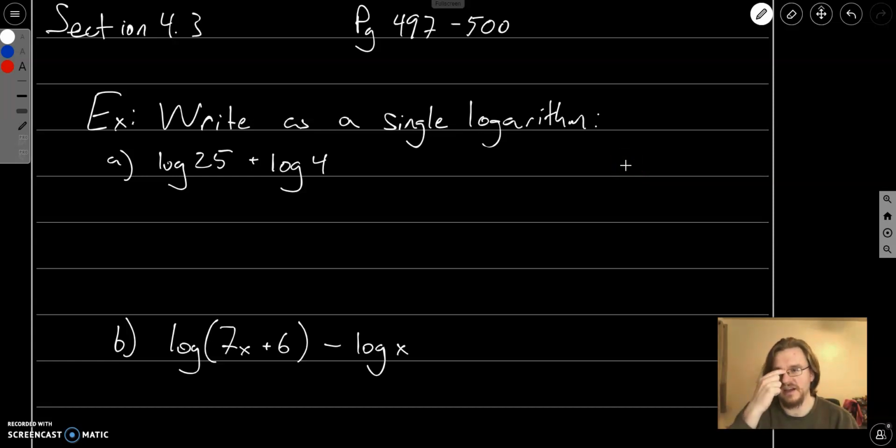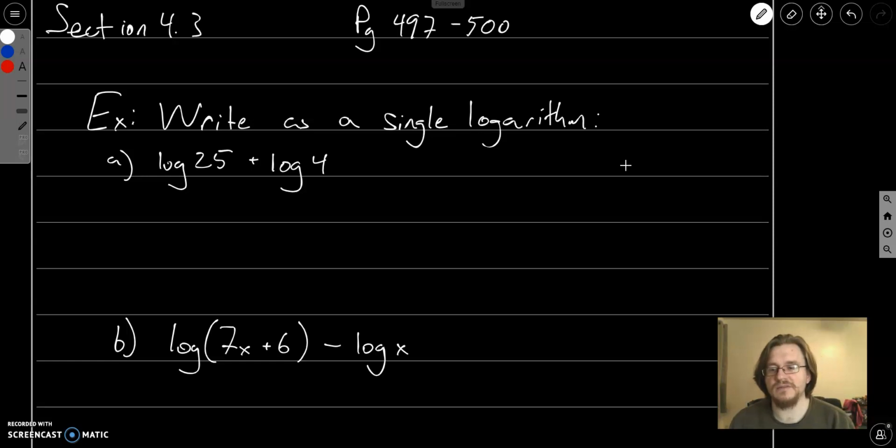Hello and welcome back. We will continue looking at section 4.3 and to remind ourselves, in the last video we saw the product rule, quotient rule, and power rule for logarithms. And we looked at splitting apart logarithms, splitting apart multiplication into addition, splitting apart division into subtraction, and splitting apart exponents into multiplication. So we can do this in reverse, and we can actually combine logarithms.